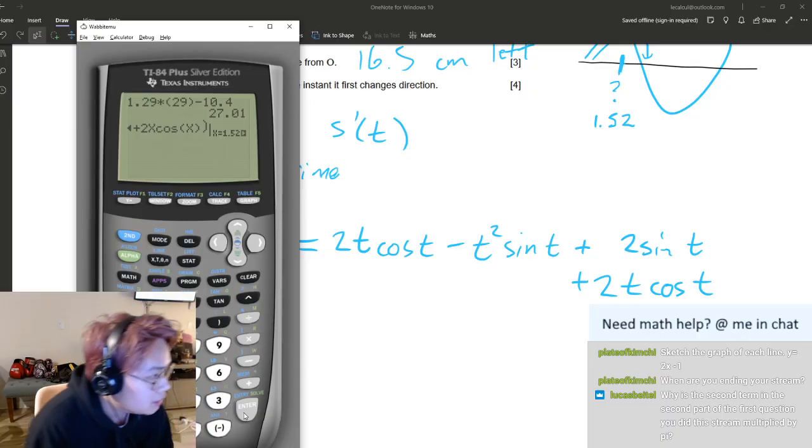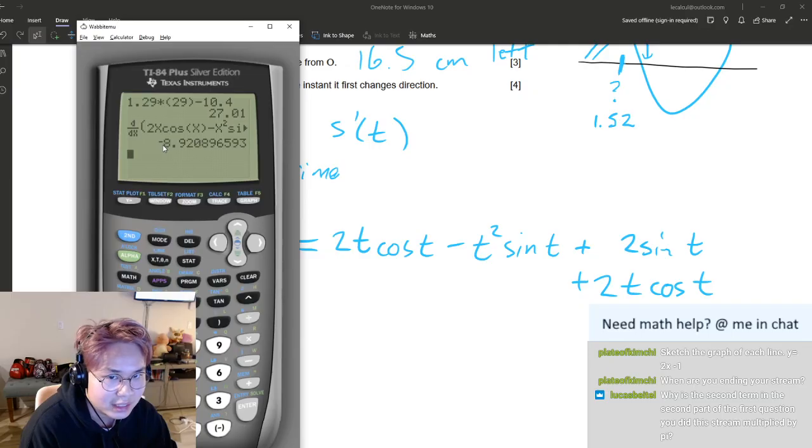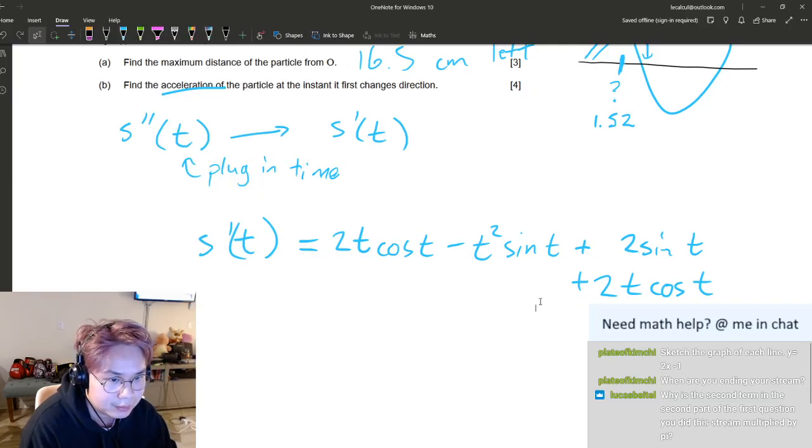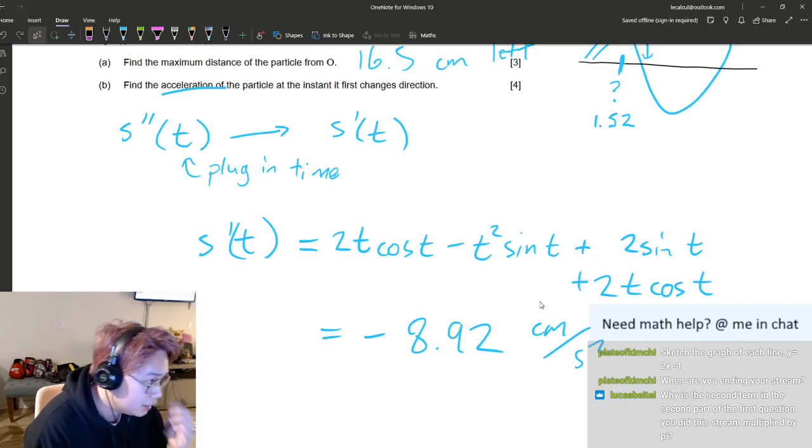Why is the second term in the second part of the first question you did in this stream multiplied by pi? Let me come back to that. Let me finish off this question. So negative 8.92. So here's my acceleration, negative 8.92 centimeters per second squared, I think.